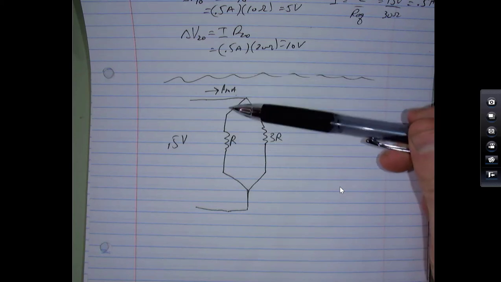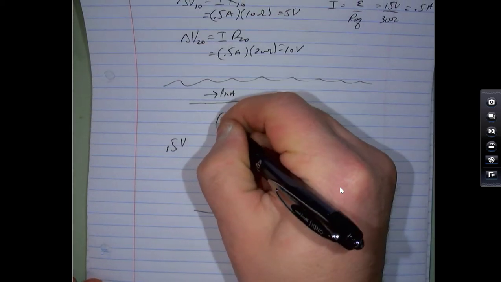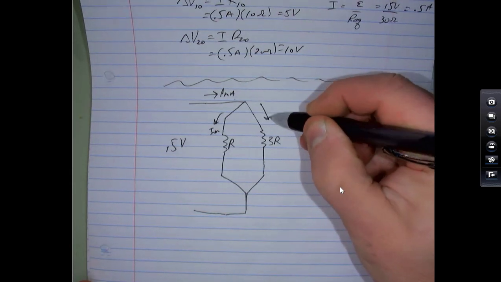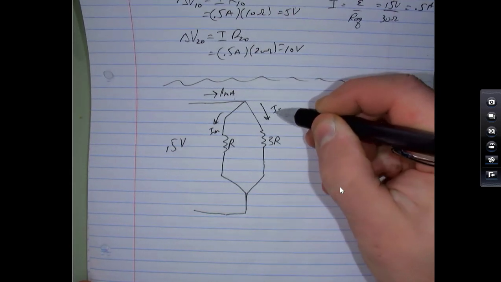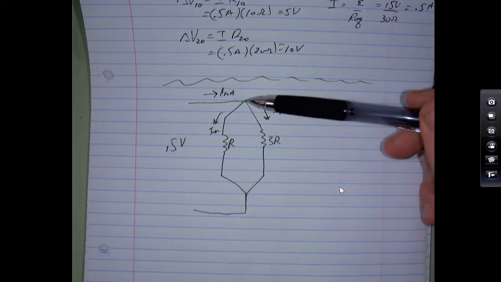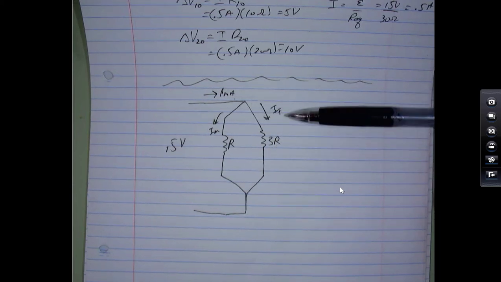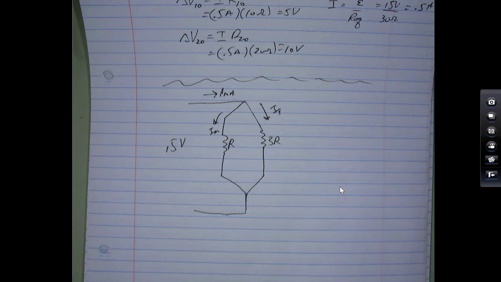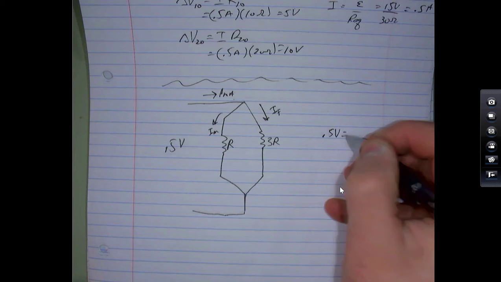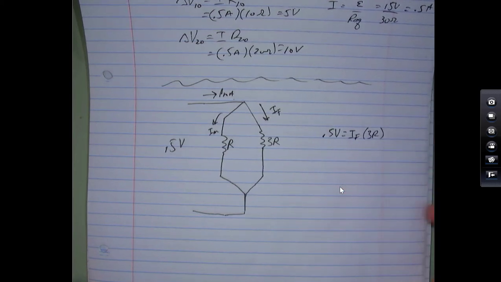We know more current is going to go this way through the muscle. Let me call this one I muscle. More current's going to go through the muscle than through the fat side. So why do I need to know this? Well, I know that these are in parallel, so this is 0.5 volts. We don't know how much the resistance is, and we don't know how much this I fat is. But we do know this: 0.5 volts is equal to I fat times 3 times the resistance.